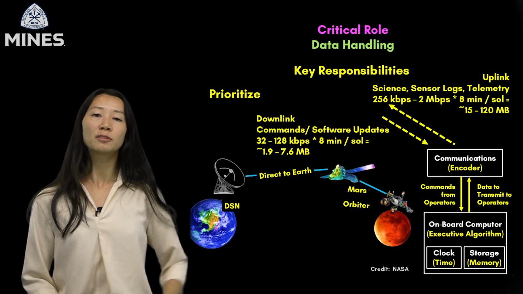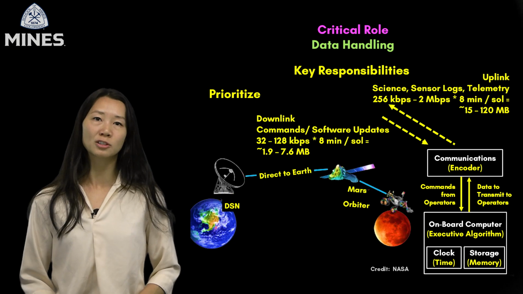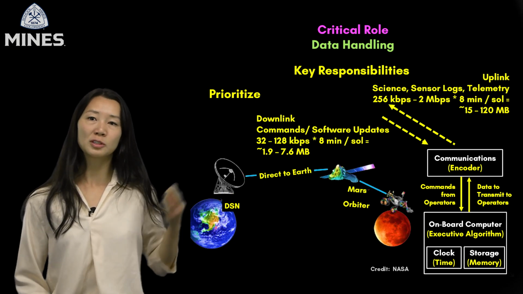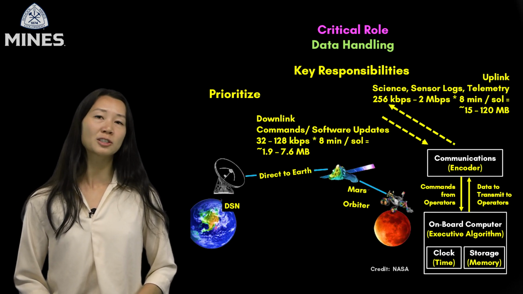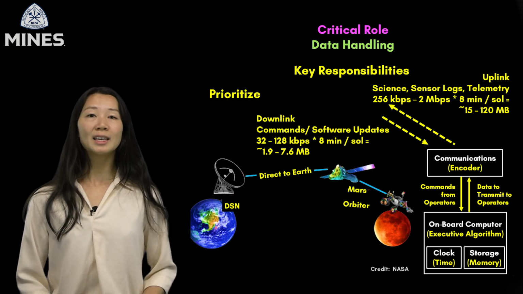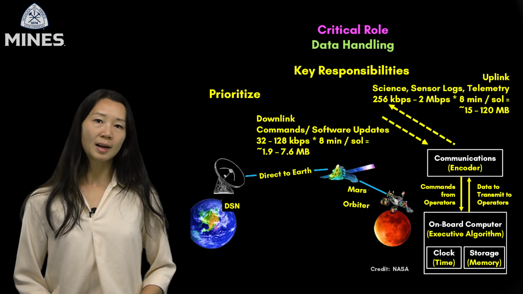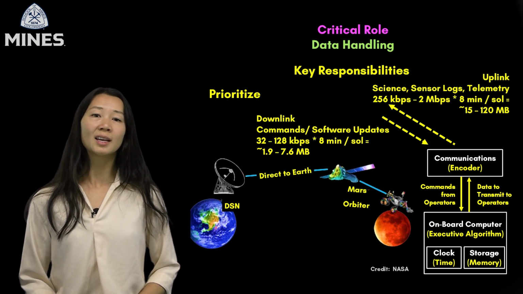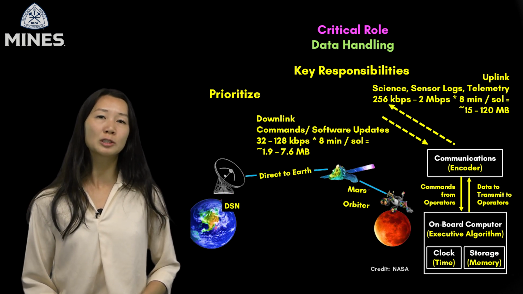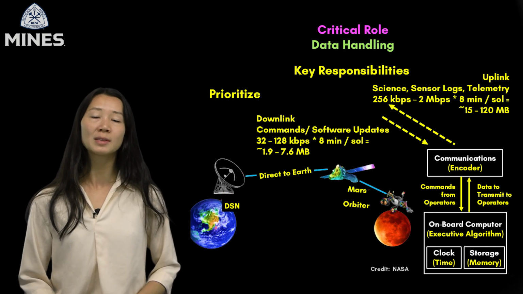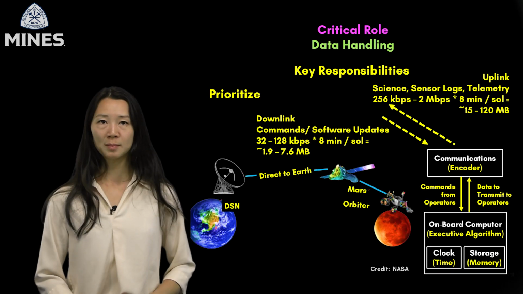On the right, we have the rover's core software stack, the onboard computer, memory, timing, and the communications encoder. On the left, you see the rover's uplink and downlink path through a Mars orbiter back to Earth via the Deep Space Network. Each orbiter pass lasts about 8 minutes per sol. In that time, uplink from Curiosity to the orbiter can hit up to 2 megabits per second, which means maybe 15 megabytes up to 120 megabytes of science logs and telemetry can be sent if conditions are perfect. That's like 10 to 100 medium resolution phone images.